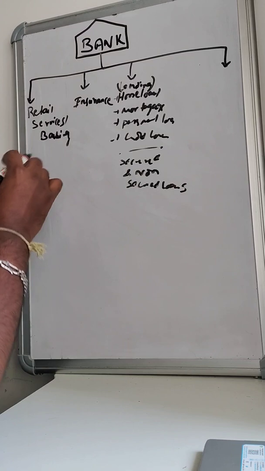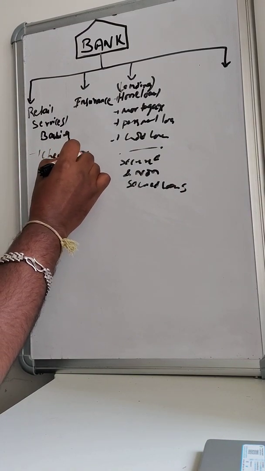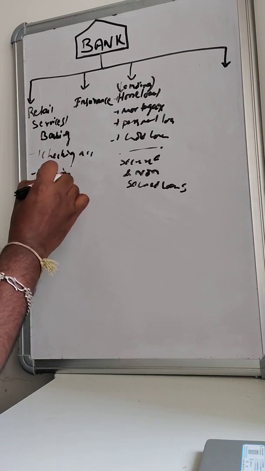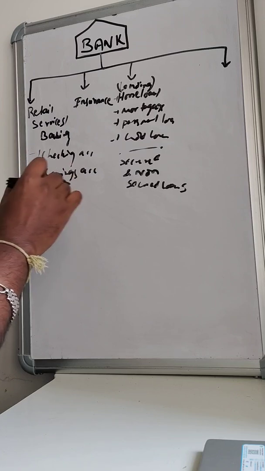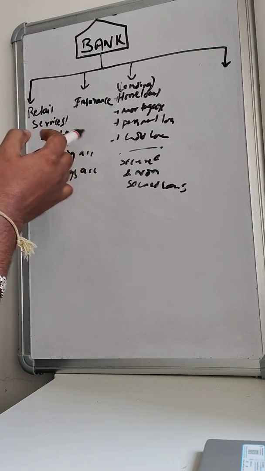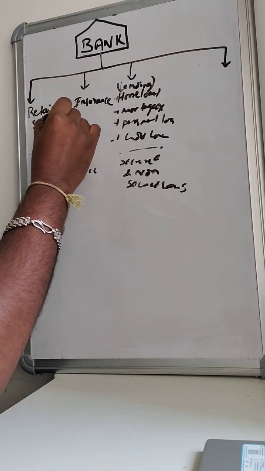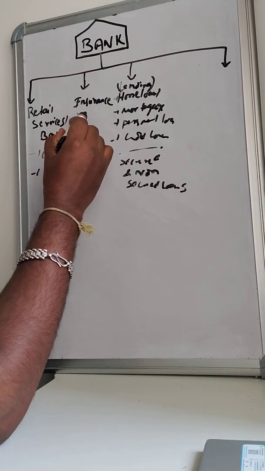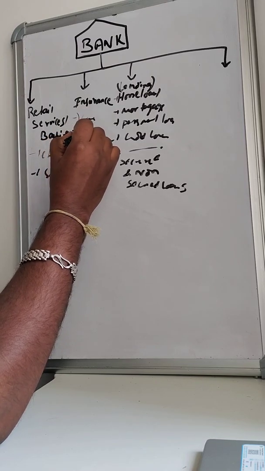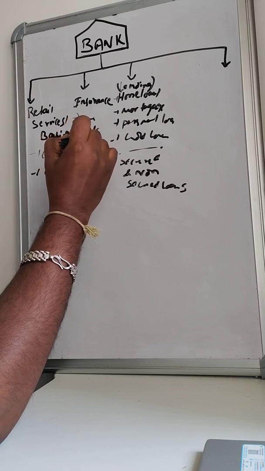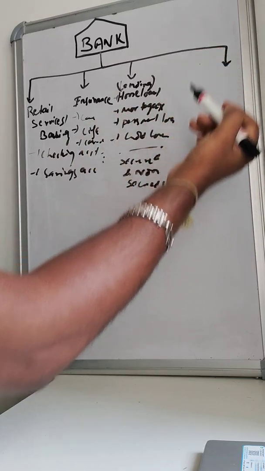right? So here you have checking account, savings account, and so on, different aspects which take care of this retail banking side. And then you have insurance, there are different kinds of insurance, be it car, or personal, I mean life insurance, and then casualty, and so on, right?